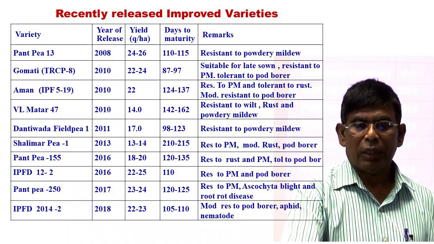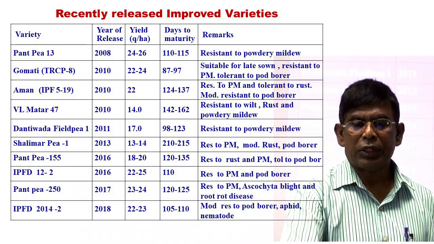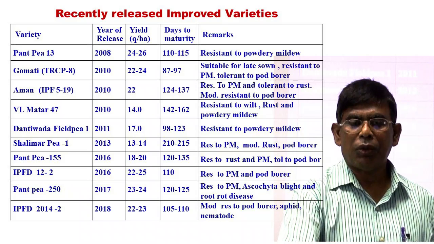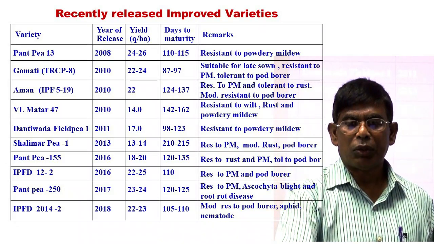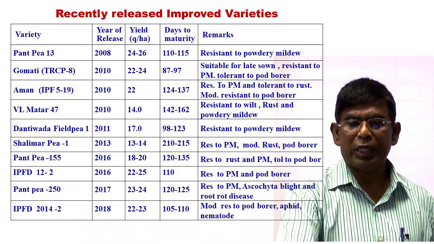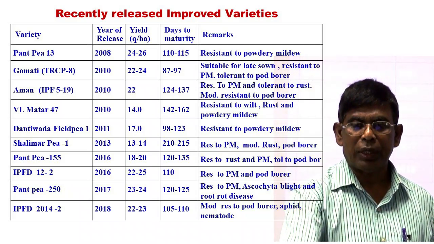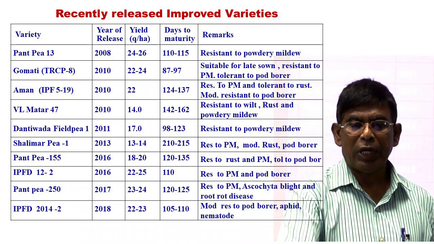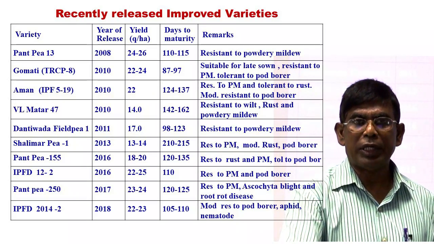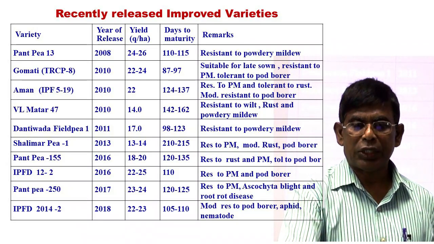Then Amman, it has been released during 2010, and its duration is 124 to 137 days. It is resistant to powdery mildew, tolerant to rust, moderately resistant to pod borer. Then VL Motor 47, it is resistant to wilt, rust and powdery mildew. It is a little bit longer duration. It is 142 to 162 days to maturity.